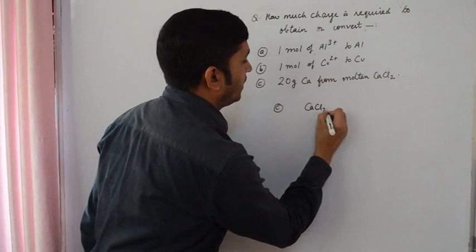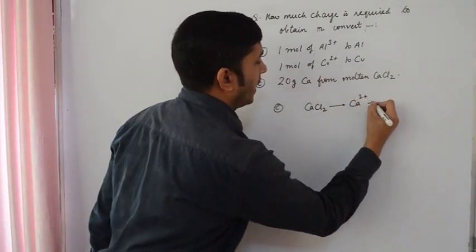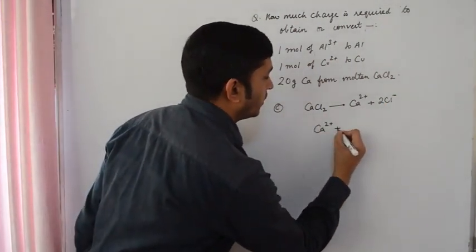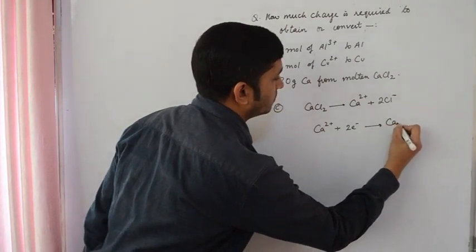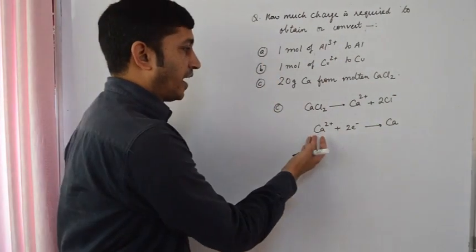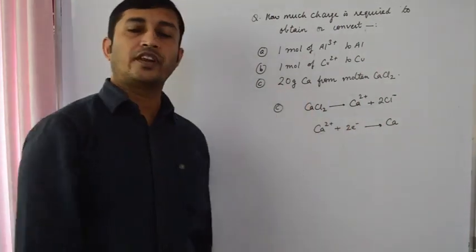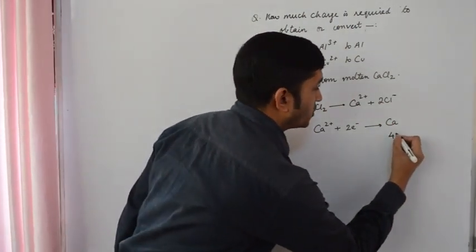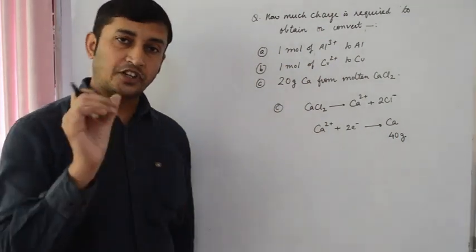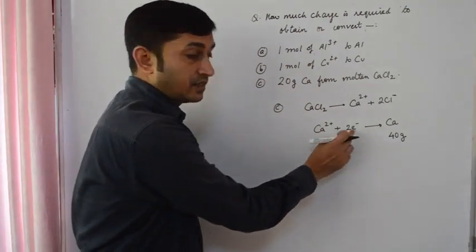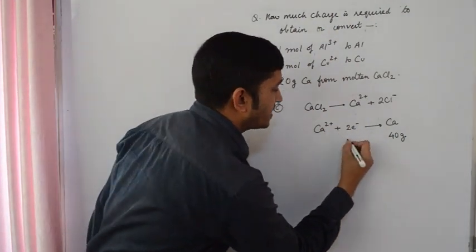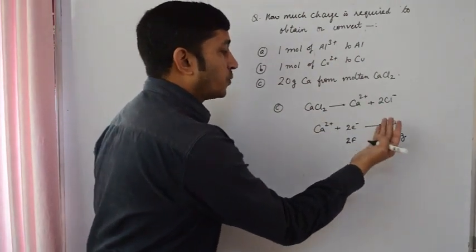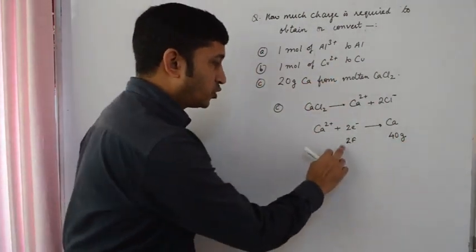when calcium chloride is electrolyzed, it will give calcium ion and chloride ion. Now to convert calcium ion to calcium, we need 2 moles of electrons. If we consider 1 mole of calcium ion to give 1 mole of calcium, then 2 moles of electrons are required. Now the mass of 1 mole of calcium is 40 gram, and to obtain this 40 gram of calcium, how much charge is required? 2 moles of electrons. So we can write it as 2 Faraday.